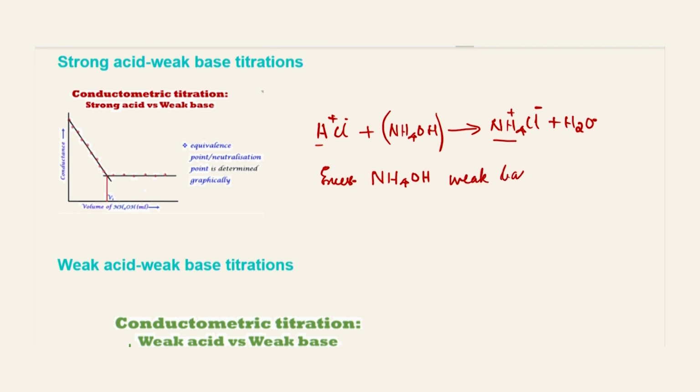We can say it is a weak base, and therefore you get a straight line parallel to the x axis. Again, from the intersection of the lines you will get the equivalence point, just like what we get from a volumetric titration. From that you make the calculations based on N1 V1 equals N2 V2 and so on, and find the normality or mass per liter, whatever is required.